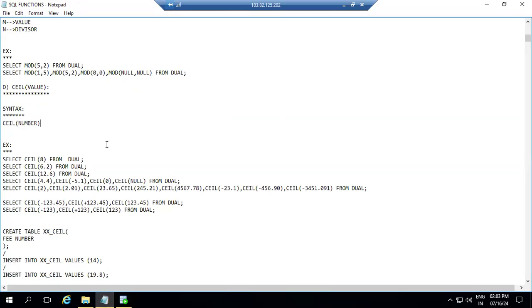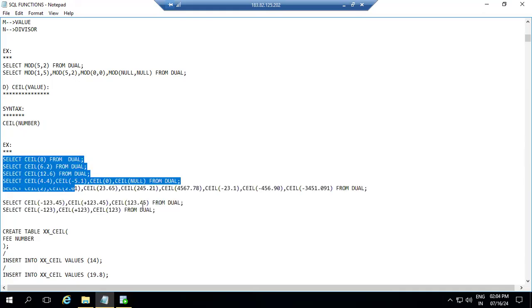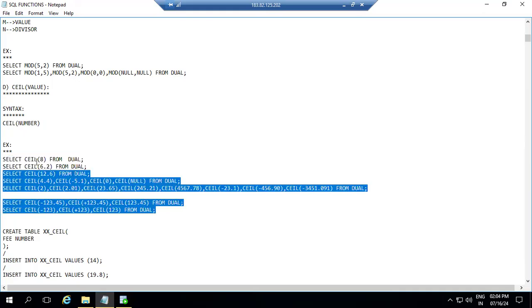We have some examples over here. First it is CEIL of 8. For that we have the syntax CEIL of the number. Previously it was MOD of the value and the divisor; here it is CEIL of the number. CEIL is going to display the next highest value. I'll copy this entire thing. So CEIL of 8 from dual, what will be the output for me now?